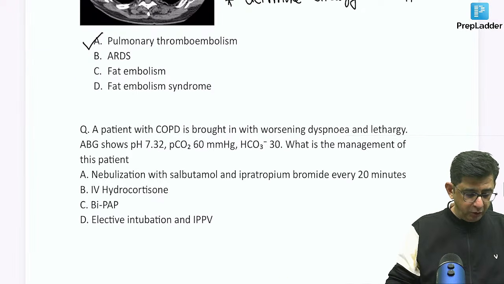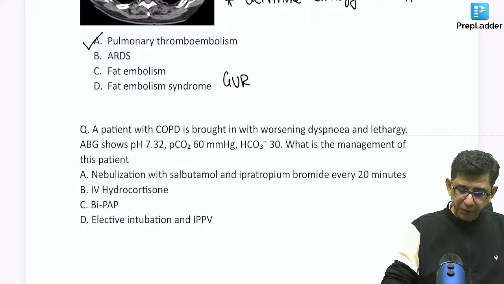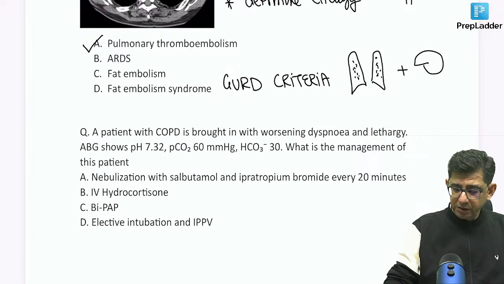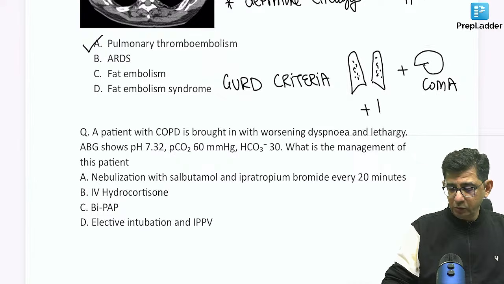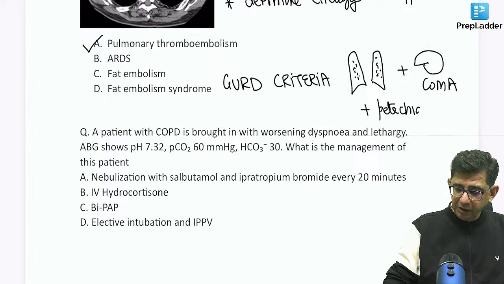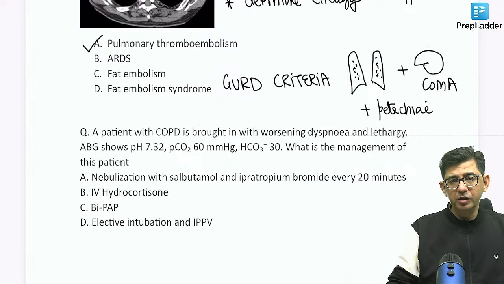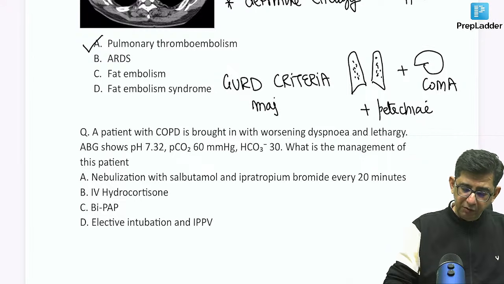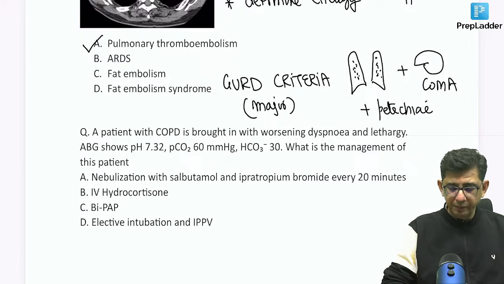Fat embolism syndrome will always follow Gurd's criteria. There would always be a fracture of a long bone given, and within 24 to 48 hours there would be breathing difficulty, with white spots of a snowstorm appearance in the lungs. There can be CNS involvement in the form of a coma, and most of the time the person will also have petechiae. These petechiae appear in the axilla and on the chest wall of the patient. So I've mentioned the major Gurd's criteria for fat embolism syndrome.